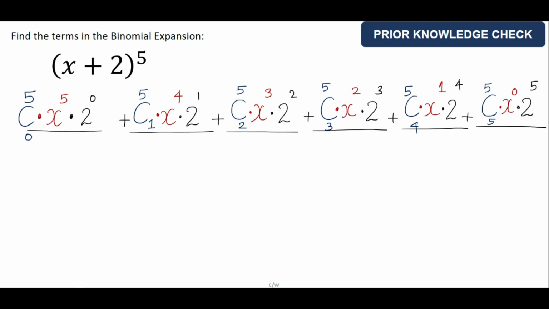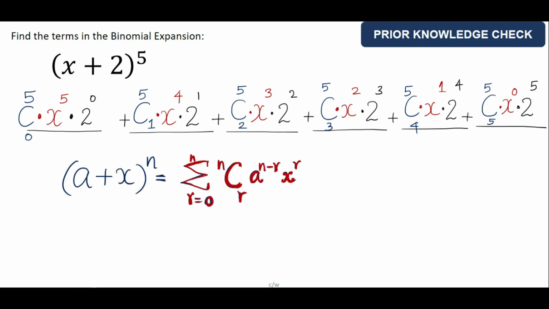For example, the fourth term or the third term. You're not going to expand the whole thing, but just a specific term. How can we find that? Taking you to the notation where (a + x) to the power n is equal to sigma r equals 0 to n, nCr a^(n-r) x^r. We will be using this part to find a specific term.